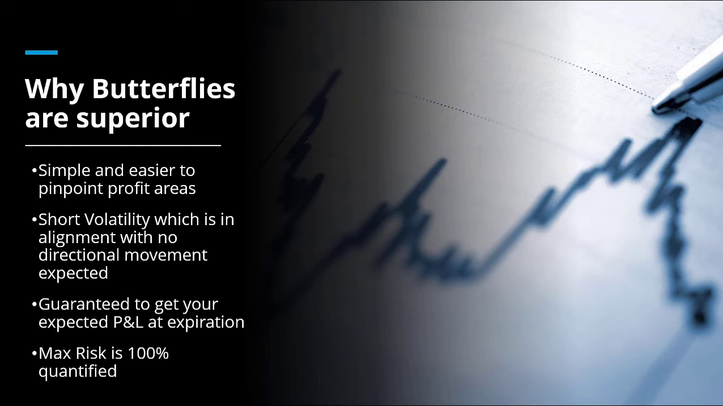This trade is short volatility, so it is in alignment. So we just talked about how with a calendar spread, you're long volatility, but you are neutral on delta. Totally different tugs and pulls going on. This one is in alignment.